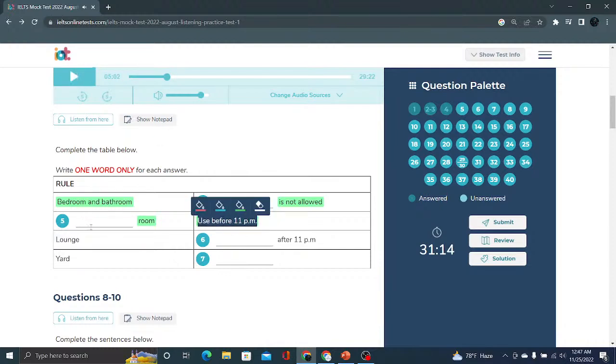So they are talking about the laundry room, and she was saying that please do not use this room after 11 p.m. Okay, that means he has to use the laundry room before 11 p.m. So the answer would be laundry. Okay, the answer would be laundry.